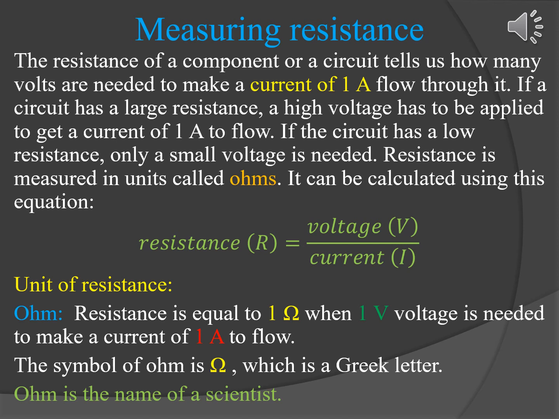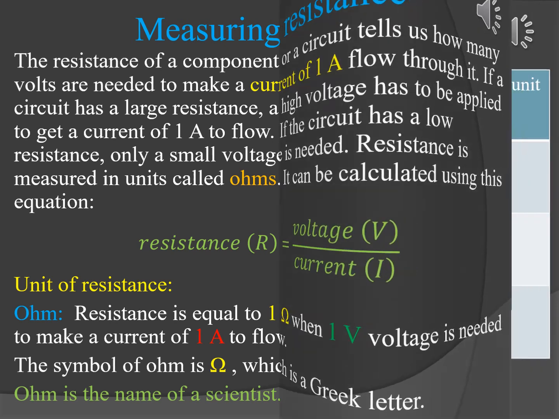Now we define ohms, which is the unit of resistance. Resistance is equal to 1 ohm when 1 volt is needed to make a current of 1 ampere flow. The symbol of ohm is omega, which is a Greek letter. Ohm is the name of a scientist.